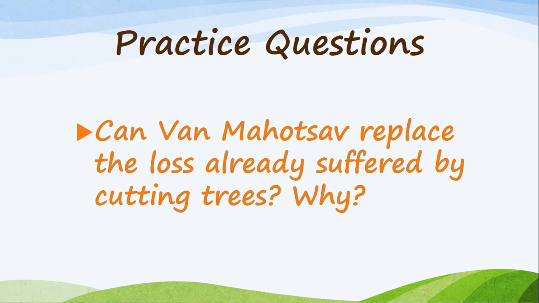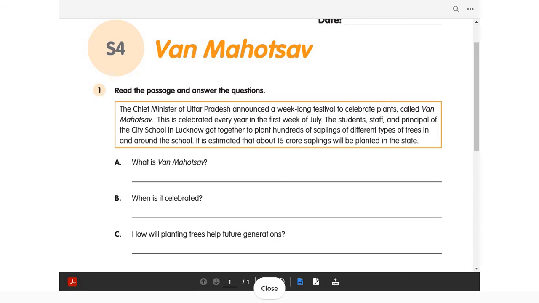Next, worksheet questions. In S4, first question, there is a passage. Read the passage and answer the questions. The Chief Minister of Uttar Pradesh announced a week-long festival to celebrate plants called Van Mahotsav. This is celebrated every year in the first week of July. The students, staff and principal of the city school in Lucknow got together to plant hundreds of saplings of different types of trees in and around the school. It is estimated that about 15 crore saplings will be planted in the state.